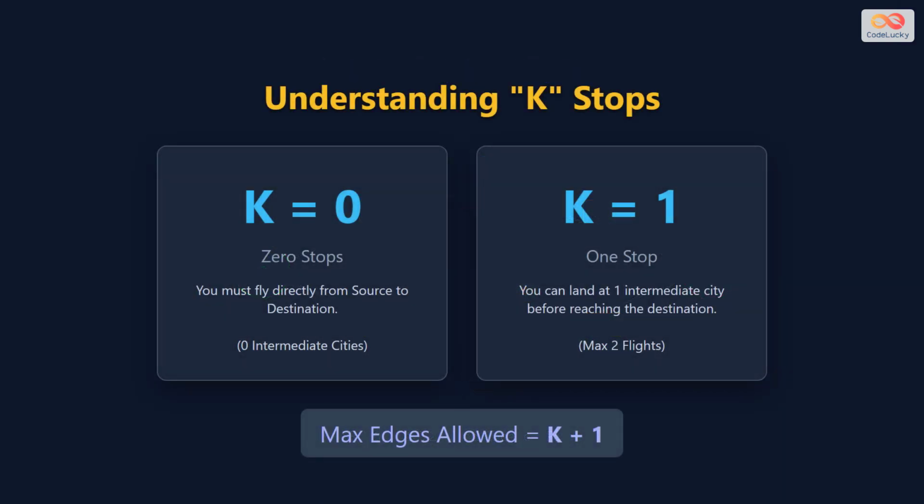It is crucial to understand exactly what k-stops means. If k is 0, we must fly directly. We cannot land anywhere in between. If k is 1, we are allowed one intermediate landing, meaning our path can have at most 2 flights. In general, k-stops allows for a path length of k plus 1 edges.